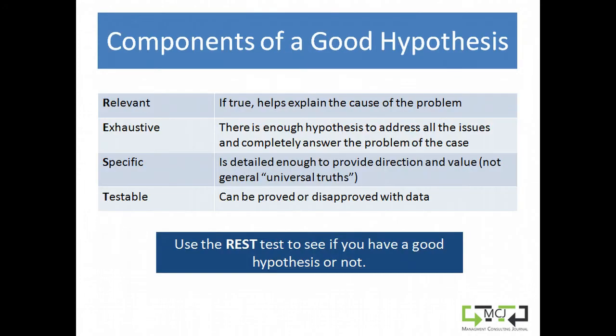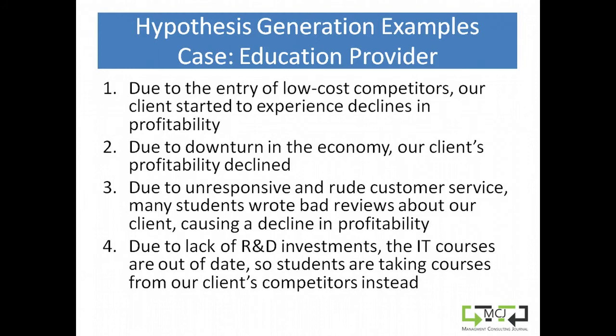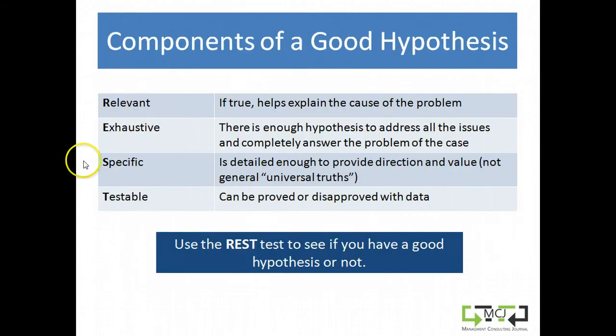And is it specific? Yes, it's not some universal truth. And yes, it's testable, because if we just ask for data on our competitors, we'll know if this hypothesis is true or not. I just want to point out that the E in the REST test applies to all of the hypotheses in general, not any specific hypothesis. So in this case, it doesn't apply.